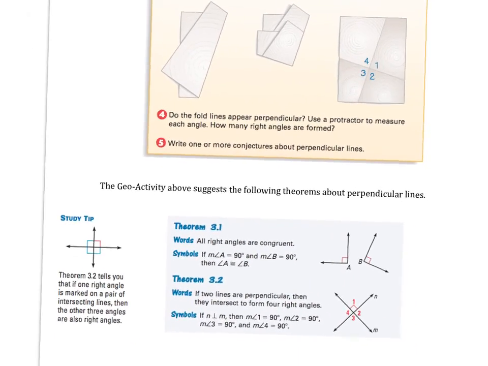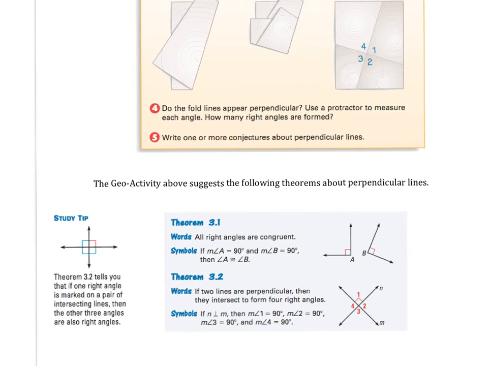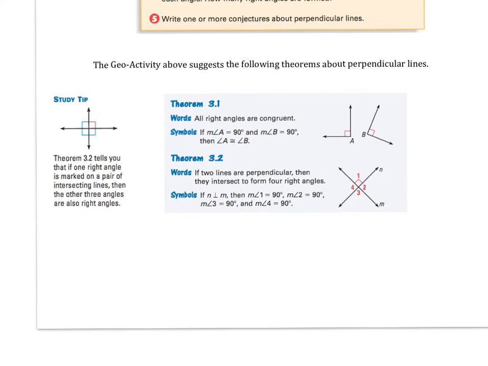So that activity suggests that, one, all right angles are congruent because they all measure 90 degrees, and that when we have 2 lines that are perpendicular, they intersect to form 4 right angles. So I just want to highlight those for you. Again, all right angles are congruent, and if 2 lines are perpendicular, they intersect to form 4 right angles.